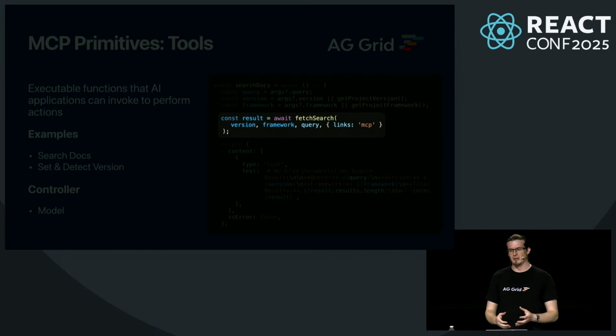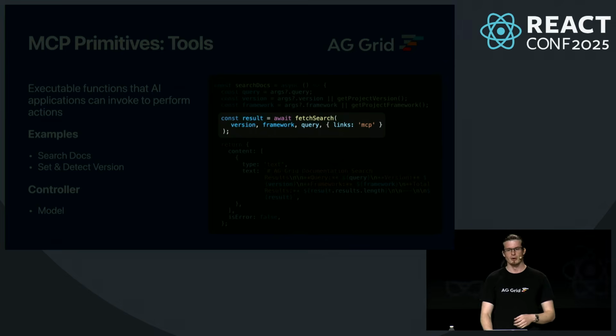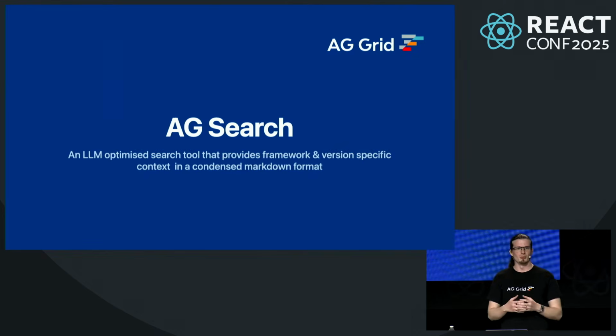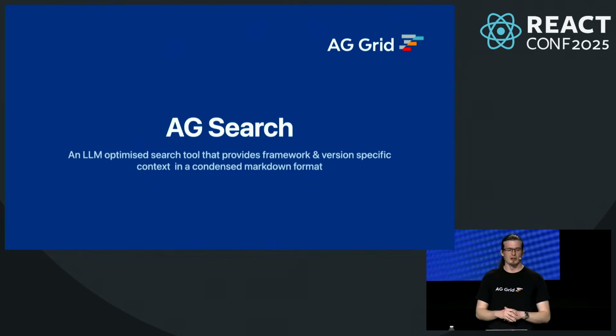But really, the interesting piece of this, and what we skimmed over, is how this fetch search API actually works and how we actually let the LLM search our documentation. In order to do this, we had to build something that we're calling AG Search, which is an LLM-optimized search tool that provides framework and version-specific context in a condensed markdown format. So let's take a closer look at how AG Search actually works.